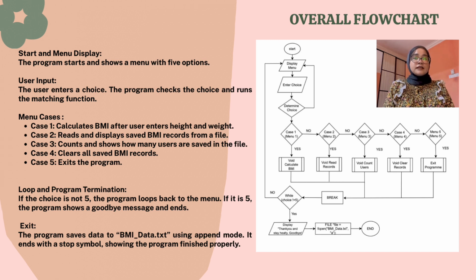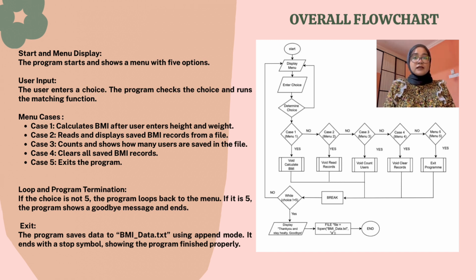For the menu, we have 5 cases. Case 1 is to calculate the BMI after users enter height and weight. Case 2 is to read and display saved BMI records from a file. Next, case 3 is to count and show how many users are saved in the file. Case 4 is to clear all saved BMI records. And lastly, case 5 is to exit the program.